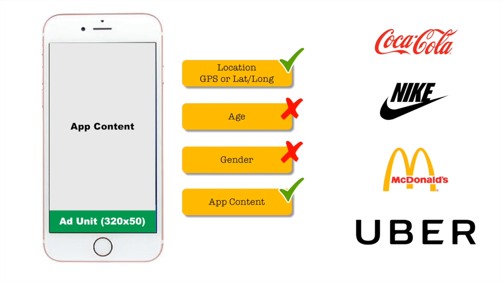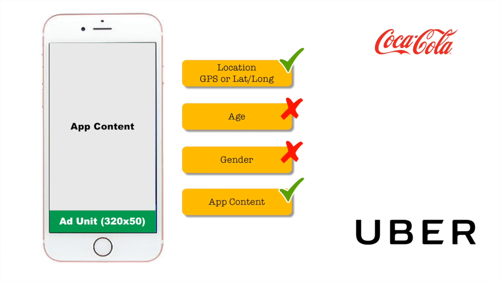So in this situation, given that age and gender are out, Nike and McDonald's will say, we're out. For that reason, I am out. Don't even want to make a bid. However, Coca-Cola and Uber say, yes, that content meets my guidelines and the location meets my guidelines. I'm willing to make a bid and try to win this ad.